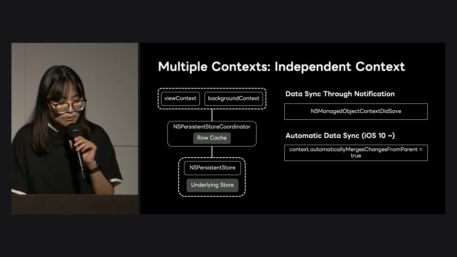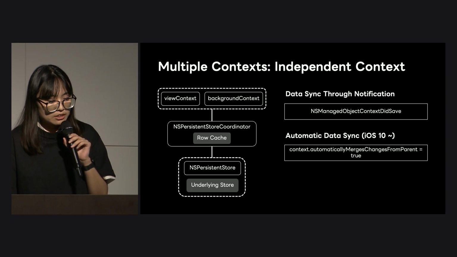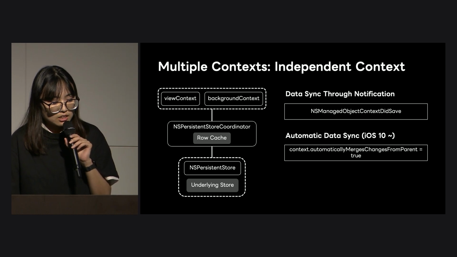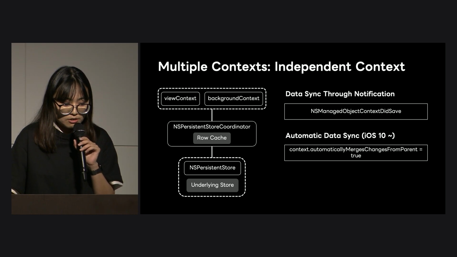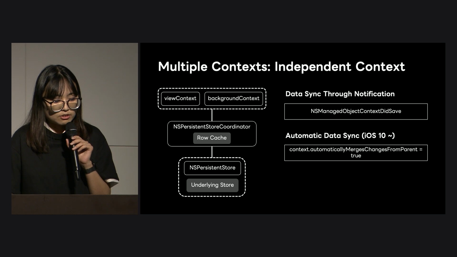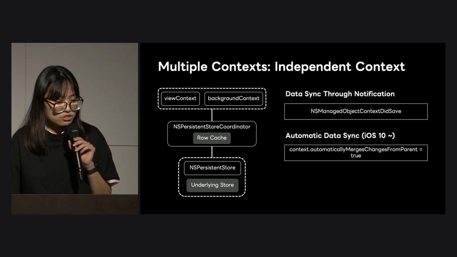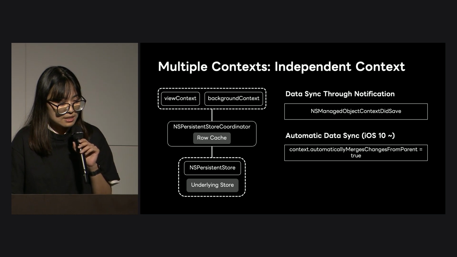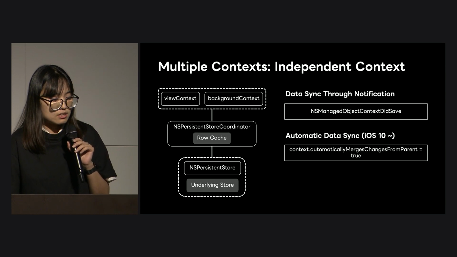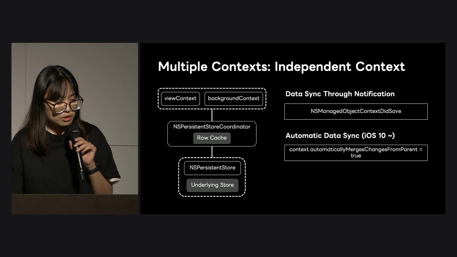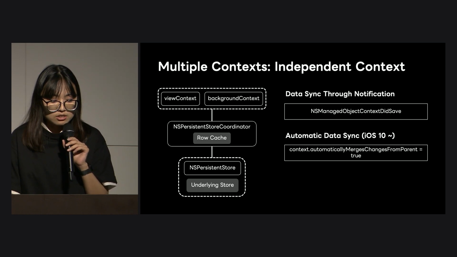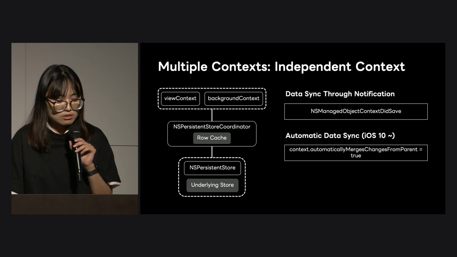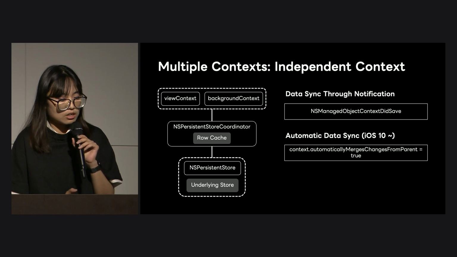Sadly, it's not. We didn't mention this earlier when discussing multiple coordinators, but actually, in any concurrent stack, we need to consider how to synchronize data between contexts. A common approach is to observe NSManagedObjectContextDidSave notification and manually merge changes to the target context. Since iOS 10, Core Data provides a useful property called automaticallyMergesChangesFromParent. When using independent contexts, this allows a context to automatically merge changes from its parent context or the coordinator.